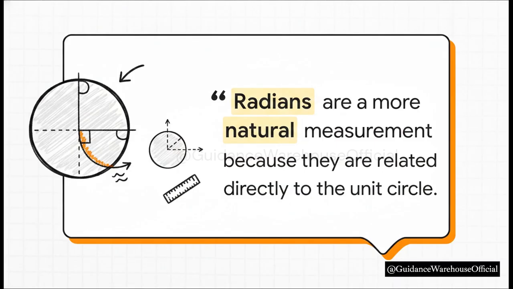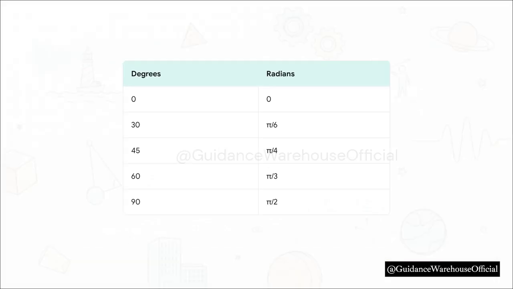Well, the reason is that radians are actually a much more natural measurement. See, a radian relates directly to the physical arc length on a unit circle, which is just a circle with a radius of 1. So when an angle is 1 radian, the length of the curve you just walked along the edge of that circle is exactly 1. And because a half circle is exactly 180 degrees and also exactly pi radians, we can easily translate between the two. We just use pi over 180 as our conversion factor.